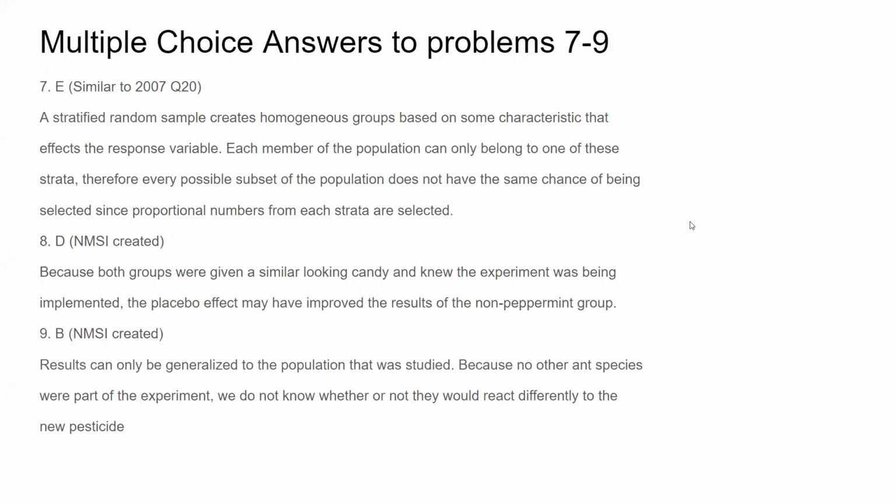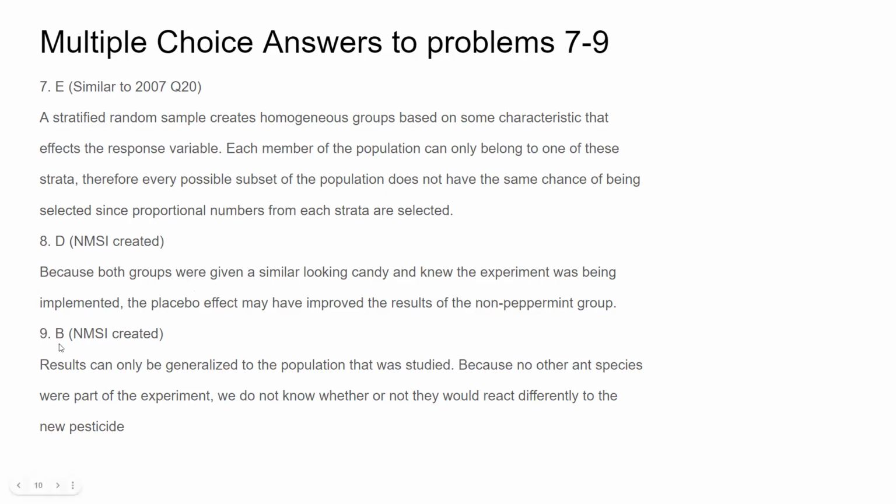So for those 3 remaining multiple choice questions, problems 7, 8, and 9, number 7, the answer is E. A stratified random sample creates homogeneous groups based on some characteristic that affects the response variable. Number 8, D, because both groups were given a similar looking candy and knew the experiment was being implemented, the placebo effect may have improved the results of the non-peppermint group there.